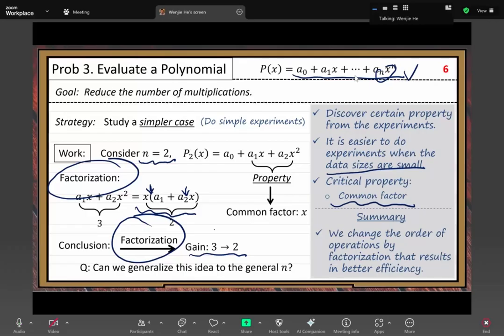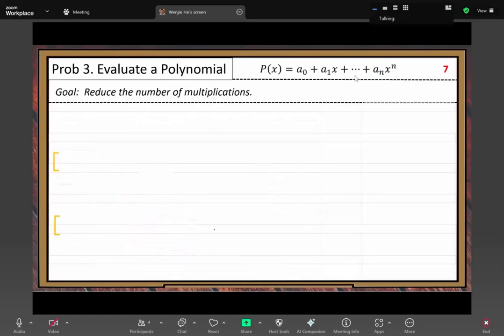Now, let's keep going, but we need to build up our experience. We did one successful, simple example, but it's not enough. We want to do a few more examples to get a better understanding. All right, so let me do another example. N equals 3 case. Yeah. So let's practice. How do we do factorization for n equals 3 case?